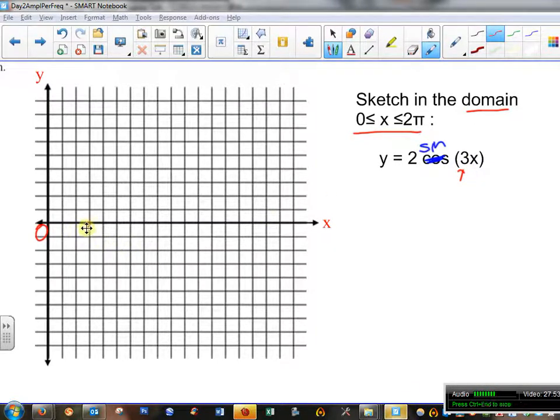So I'm going to count 3 blocks, and another 3 blocks, and another 3 blocks, and another 3 blocks, another 3 blocks, and another 3 blocks. Now it says I'm supposed to go from 0 to 2 pi. So if I go 1, 2, 3, 4, 5, 6, I can make this 2 pi. That means I'll make pi in the middle here. And you'll see why I'm doing that as soon as I go to calculate the period. The period of this is equal to 2 pi over the frequency, but our frequency is 3. So our period here is equal to 2 pi over 3.